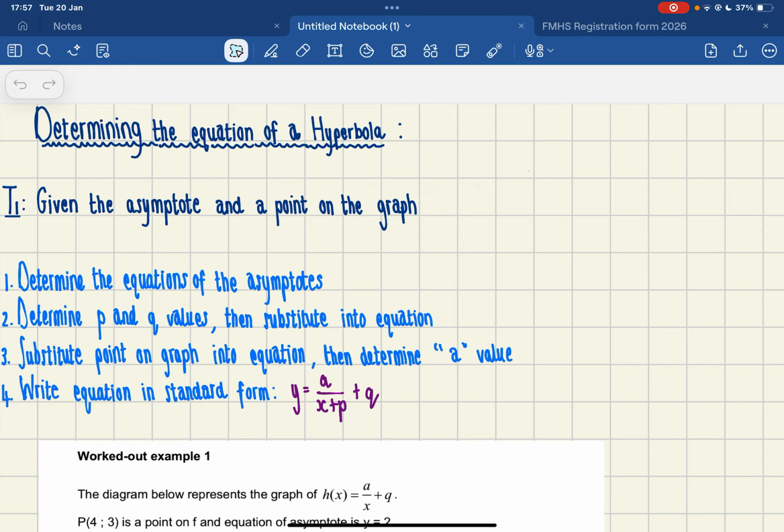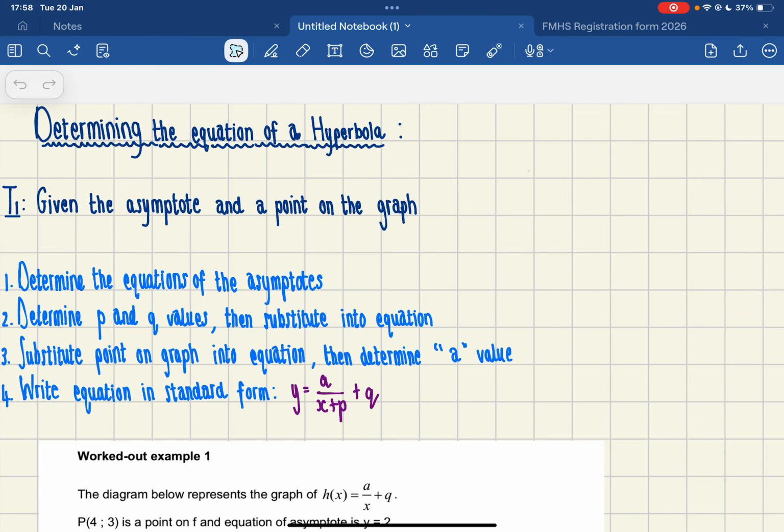And boys and girls, in this section, essentially what we'll be doing is determining the equation of a hyperbola given the asymptote and a point on the graph. So essentially in the exam, you will be asked to determine the equation of a hyperbola, and you'd find that in the question we've given you the asymptote, or we've given you an image of the graph, and you already have the point of intersection, as well as a point that lies on the graph.